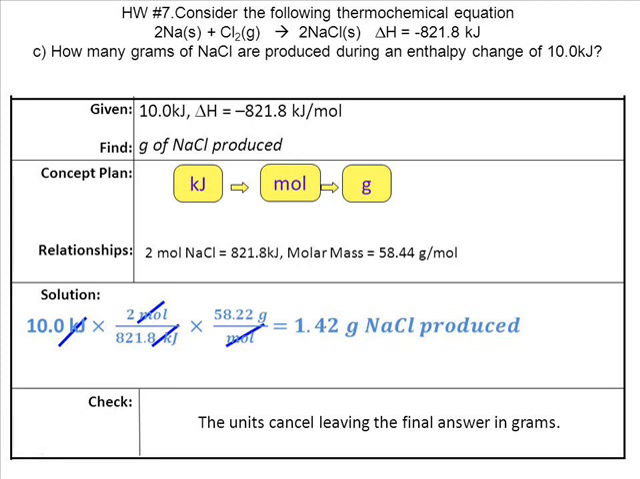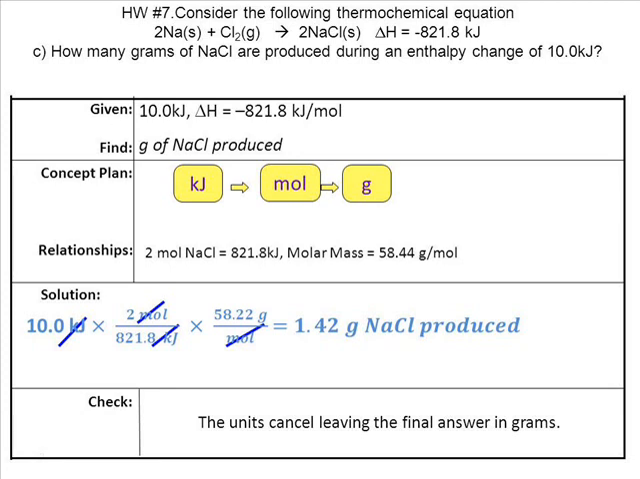For 7b, we will now look at calculating how many grams of sodium chloride solid are produced during an enthalpy change of 10.0 kilojoules. Keep in mind, now the givens for part C have changed. So now we have 10.0 kilojoules, keeping in mind that the delta H for the overall reaction is noted to be negative 821.8 kilojoules per mole. We're asked to find the grams of sodium chloride produced.